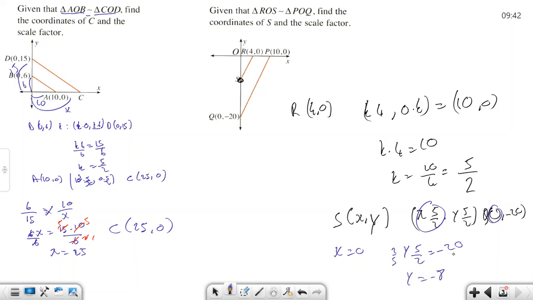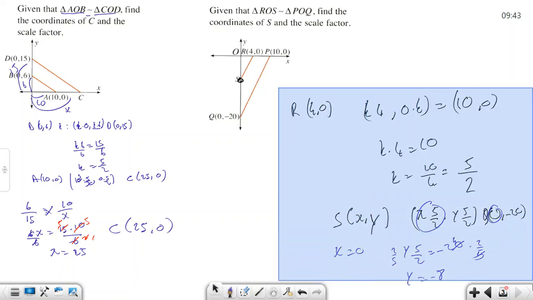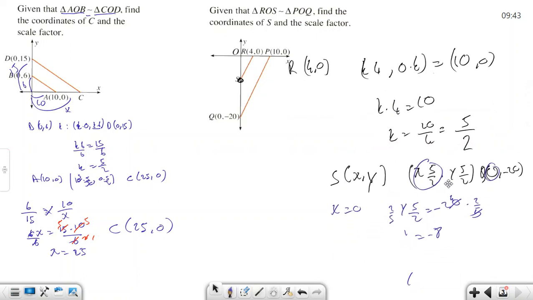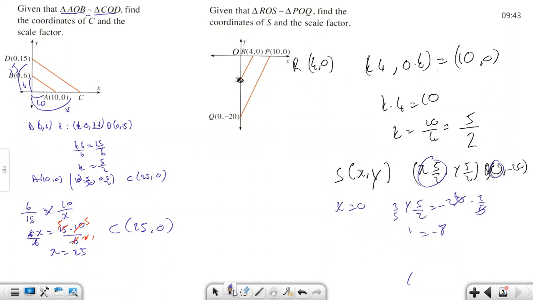So you can multiply by 2 over 5, simplify it, -4 times 2 is -8. So y equals -8. I found the x and y values. What is the coordinate of S? (0, -8), that's the coordinate of S. That's the first method. What is the second method?